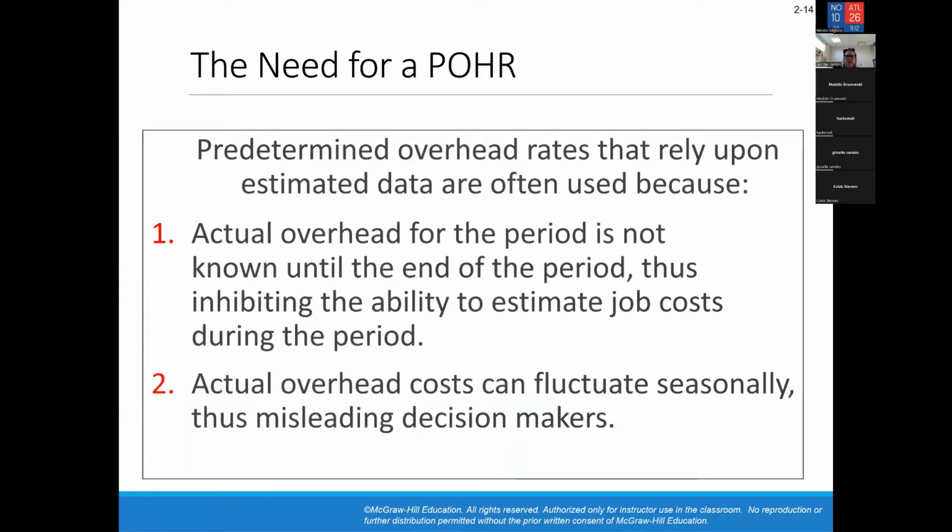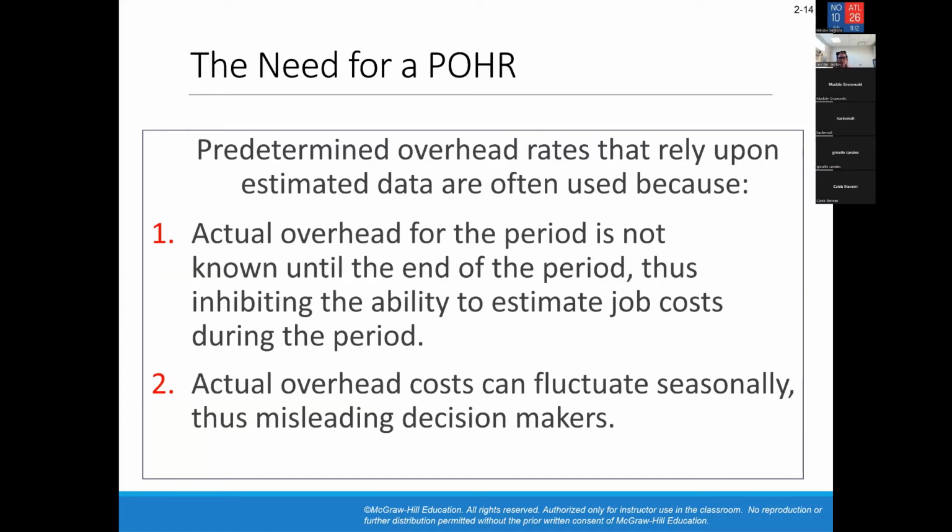Okay, so predetermined overhead rates rely upon estimated data. They're often used because the actual overhead for the period is not known until the end, right? We can't know what our actual cost for this year is until we're finished. I don't know how much the expenses were on my different buildings until I'm finished with the year, because I don't know what is going to happen. Maybe something happens to my roof and I have to fix it. That wasn't in the budget. So you don't know that until after you actually go through a job or a period of time.